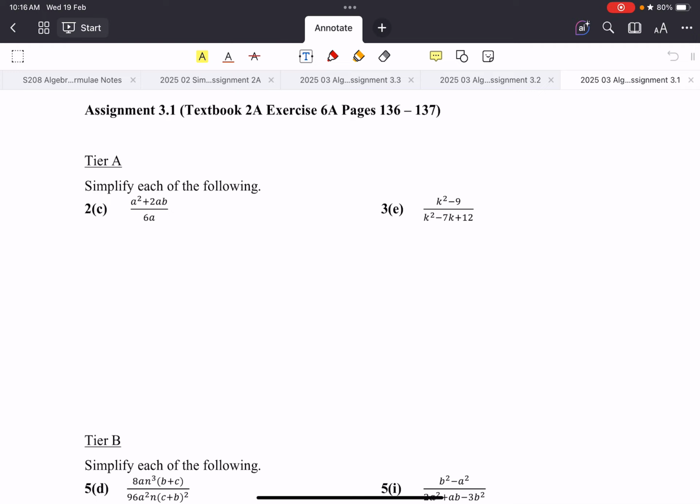Now just a quick recap. When we are supposed to simplify an algebraic fraction, do remember all we need to do is to check first of all whether they are single term. If the numerator and denominator are not single term, we will actually factorize, and then after that we will see how we can simplify from there.